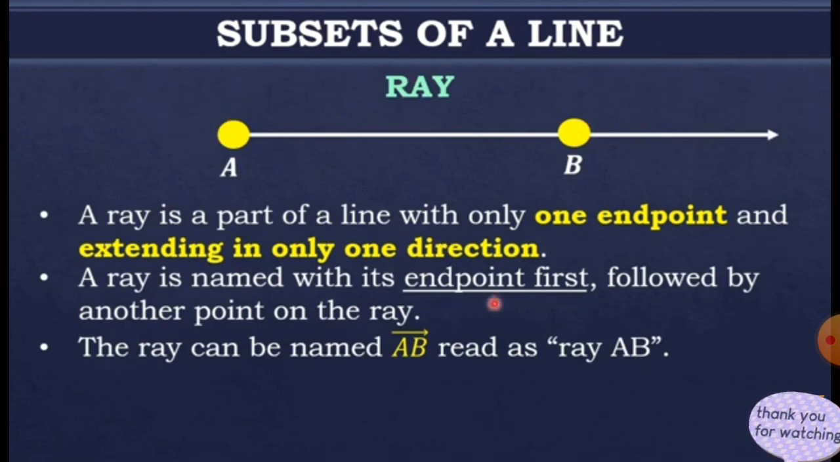Okay? Sabi nga po, lagi po dapat endpoint first. So, kapag pinangalanan mo siya as ray BA, that is wrong. Okay? So, dapat endpoint first bago po yung infinite direction. Hindi siya kagaya ng line segment na pwedeng baliktarin. Line segment AB, BA. Ito po, hindi pwede kasi isang endpoint tayo dito at isang infinite direction.